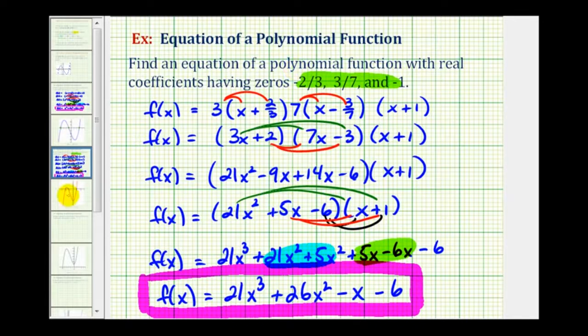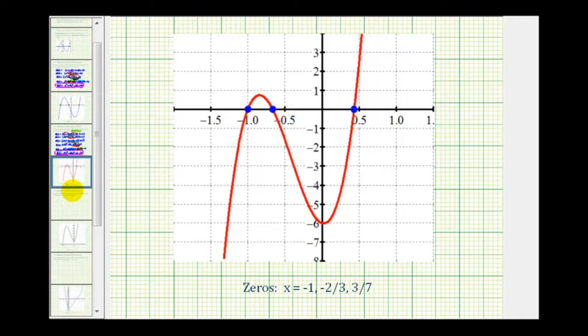And again, to verify this graphically, if we graph the function we found, the zeros should be the x-intercepts. Notice how we have an x-intercept of negative 1. This looks like negative 2/3. And this looks like positive 3/7. It's a little bit more difficult to verify it graphically when we have fractional zeros, but I think it's still worth graphing it to check. I hope this was helpful.